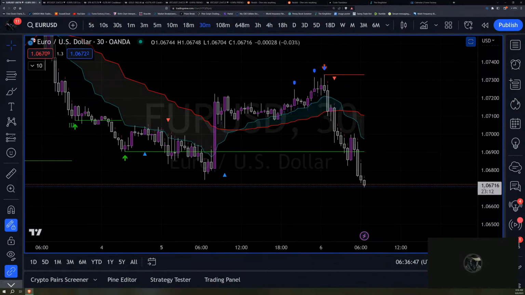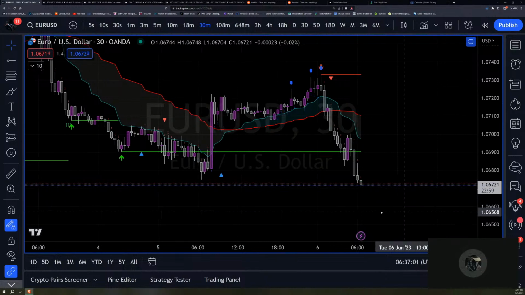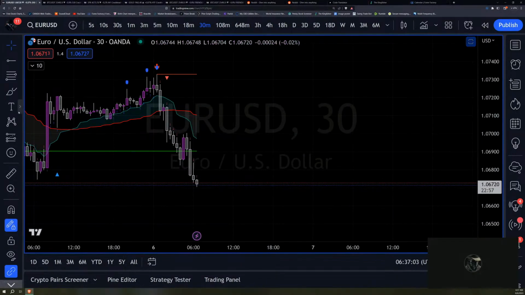Okay, so as I said, right now the euro is worth $1.06 and some change, approximately $1.06720 right now. Okay, so let's go ahead and type that out.